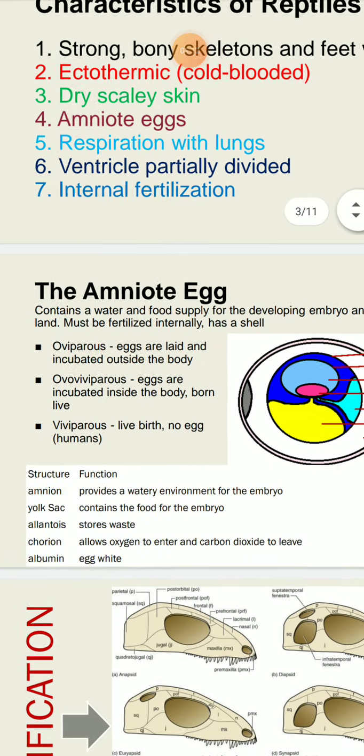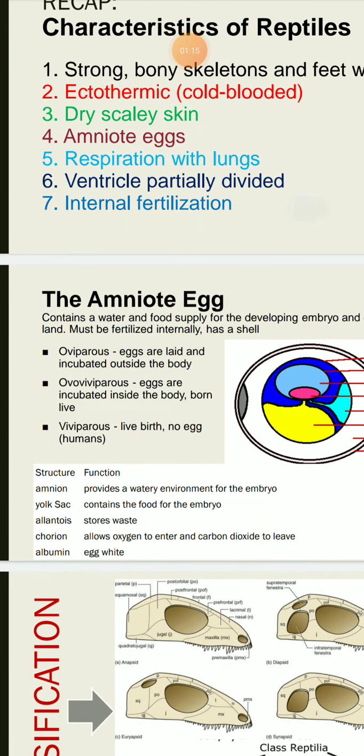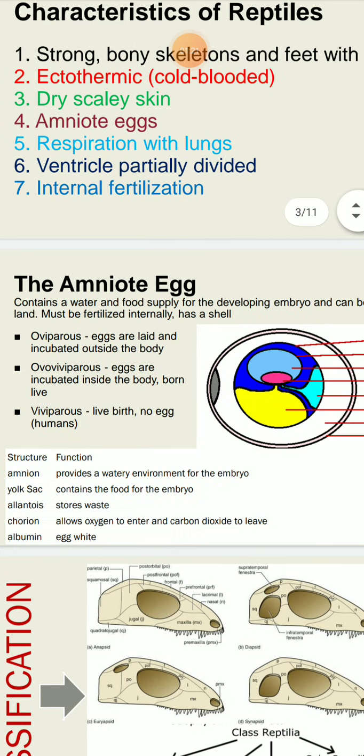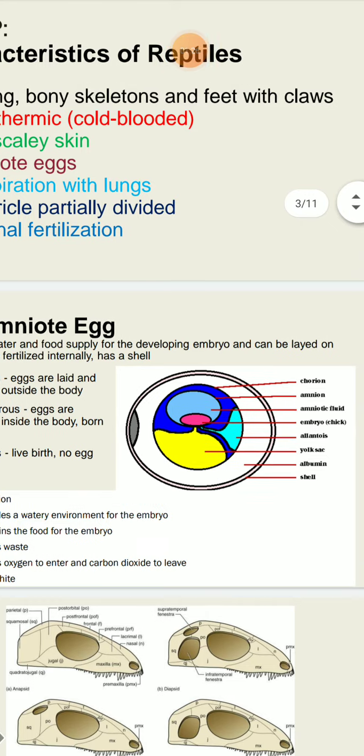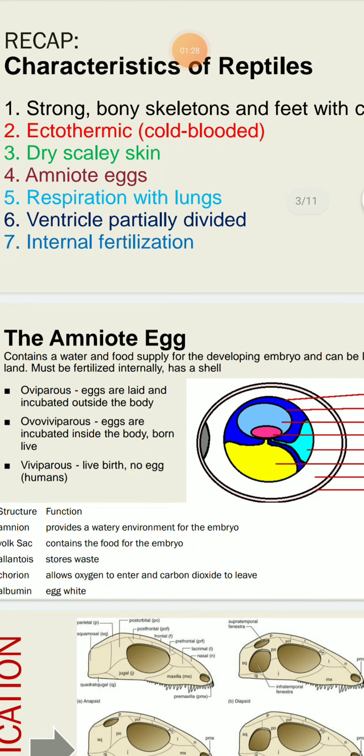Now, the amniote egg is an important characteristic feature of this class. It contains the water and food supply for the developing embryo and can be laid on land. It's very important that an egg is a system by itself to sustain life. So in this context, it should be provided with all systems to give birth to a new life.